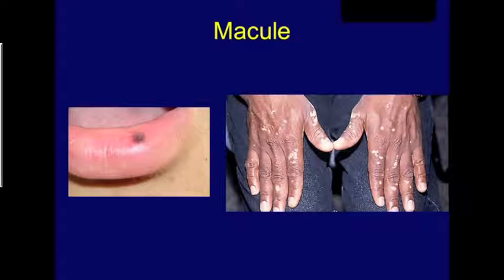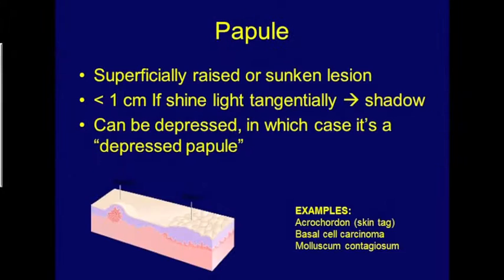Okay, so here's an example. This is a lentigo on the lip, on the left-hand side, and maybe some vitiliginous areas on the hand. So those are good examples of what macules may look like.